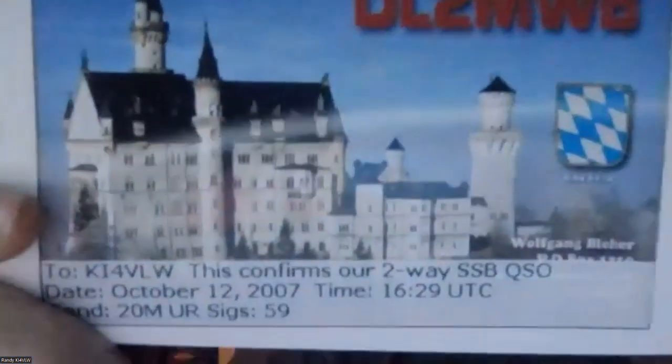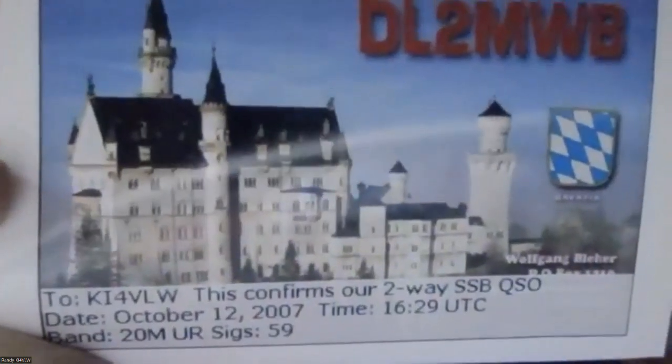And this one is a QSL card from Germany. And we all got them from all over, folks. That's just a couple of them.